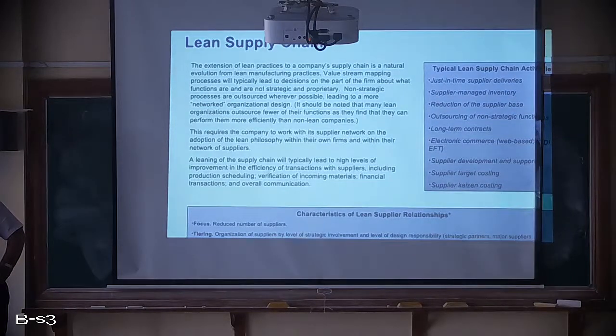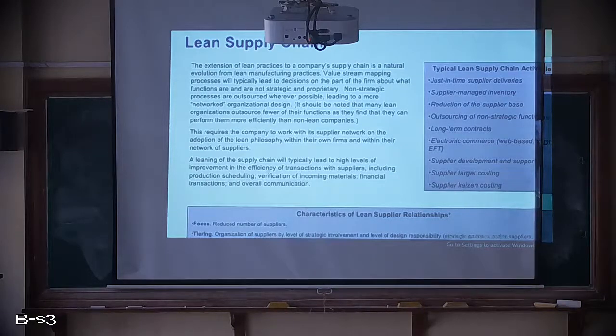Lean supply chain. Okay, so here the activities: just-in-time supplier deliveries, supplier managed inventory, reduction of inventory, electronic commerce, that is electronic data interchange, fund transfer and all, supply and support, supplier target costing, supplier present costing. So this supply chain is very important. Normally in supply chain management, they are going to ask these things. So what do you mean by lean supply chain?